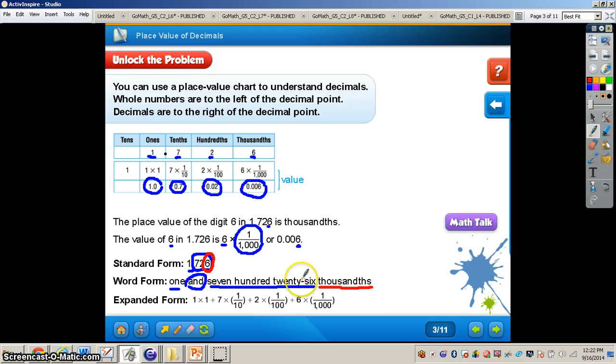Now expanded form, we have our whole number, 1 times 1. If it were 7, it would be 7 times 1. If it were 8, it would be 8 times 1. But since the whole number is 1, we do 1 times 1. Then we take a look at the number in the tenths place, which is 7. We multiply that by 1/10. We take a look at the next digit, which is a 2. That's in the hundredths place, so we multiply that by 1/100th. We take a 6, the next digit, and multiply that by 1/1000th. Why 1,000? Because it's in the thousandths place.